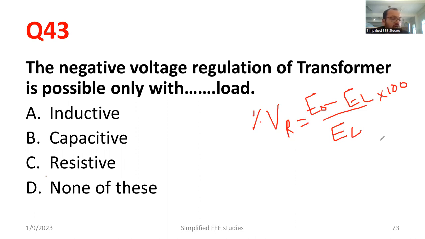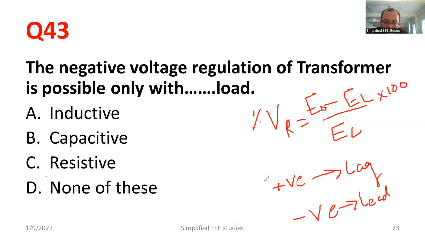Here, suppose the voltage regulation is positive, then the power factor of the load will always be lagging. Positive voltage regulation: if it is positive, then the power factor will be lagging power factor. If the voltage regulation is negative, it is for leading power factor. Now you tell me, I told you that for positive voltage regulation, the load power factor is lagging.